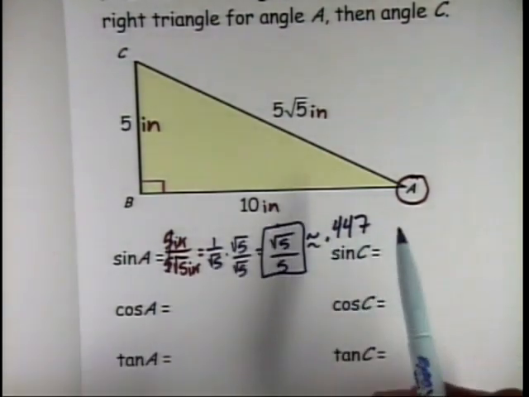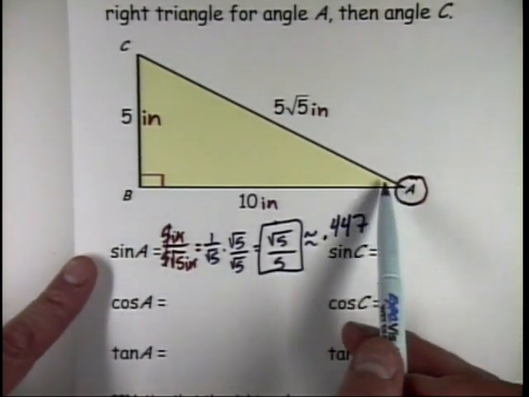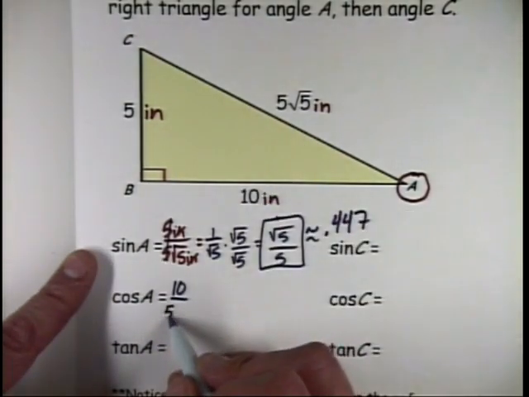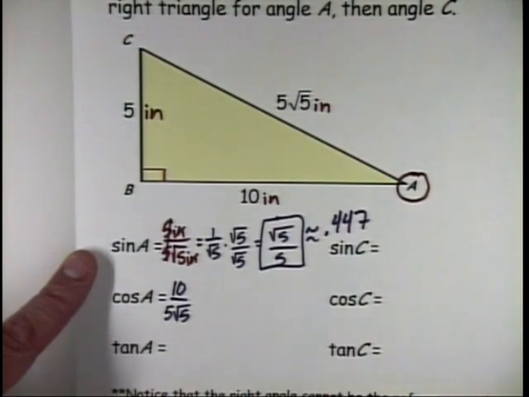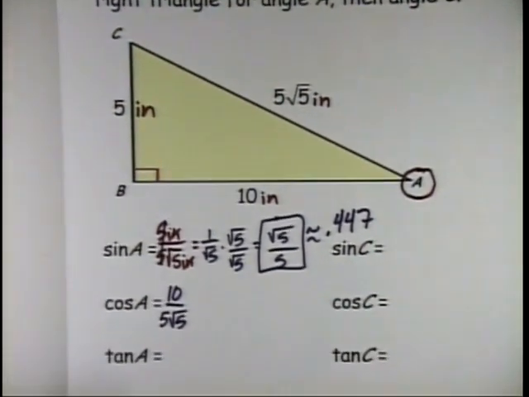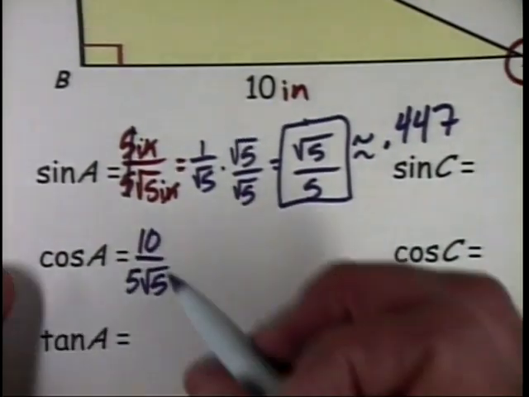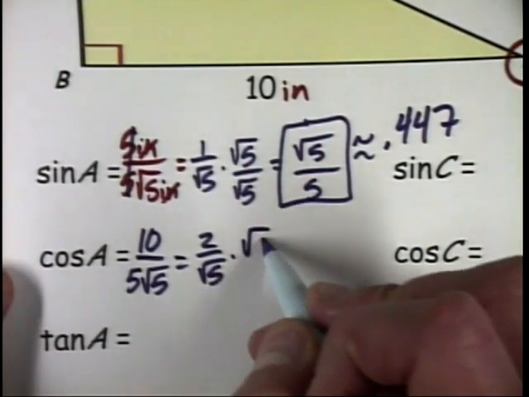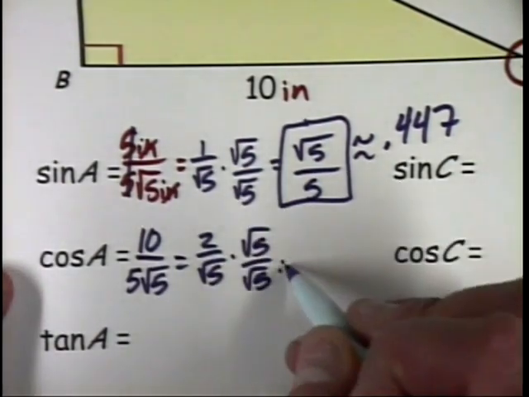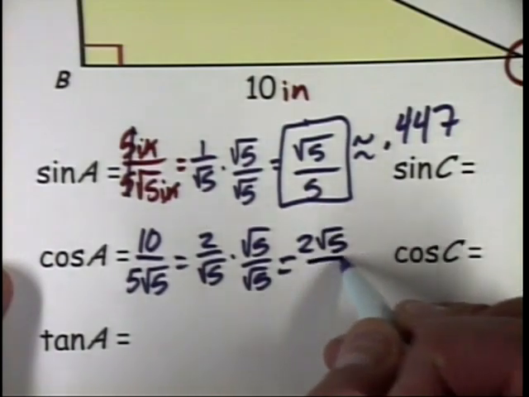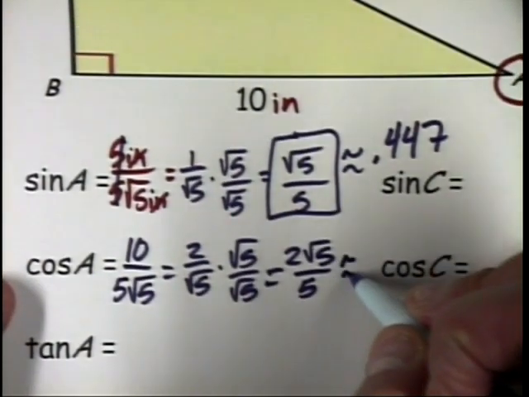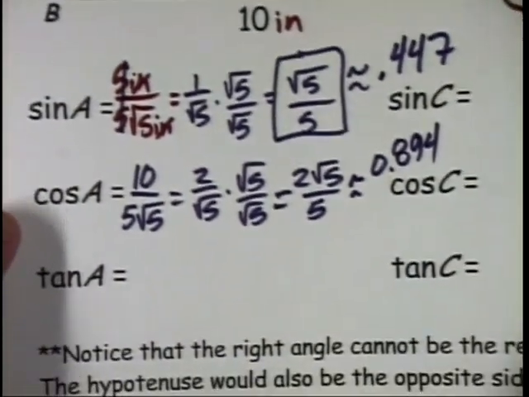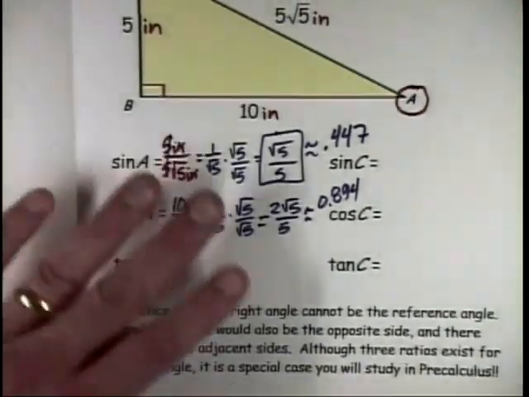Let's look at the cosine of the same angle. Same angle, but now cosine is the adjacent, which is 10 inches, over the hypotenuse, which is 5 square root of 5. And again, I'm not going to write the inches because they're just going to divide out anyway. So again, a cosine ratio, a sine ratio, a tangent ratio is unitless. Now we can simplify. 10/5 is really 2 over the square root of 5. And getting rid of the square root of 5 out of the denominator, we rationalize it, and we get 2 square root of 5 over 5, which is approximately 0.894.